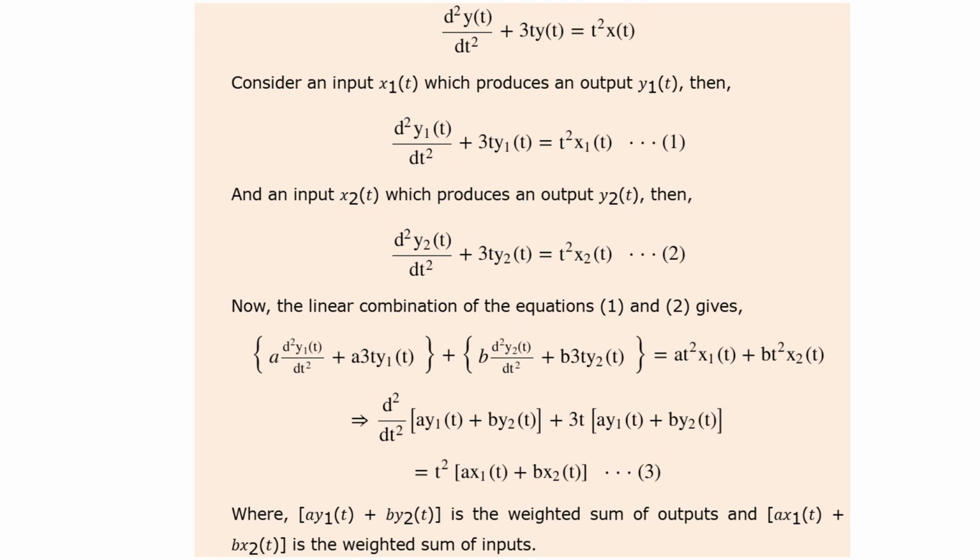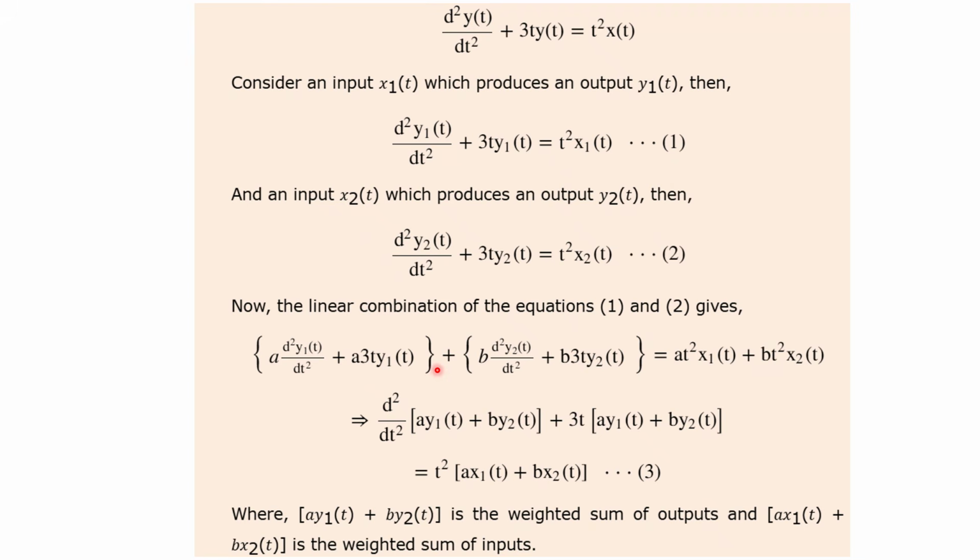So we'll see the examples here. Suppose your function is d²y(t)/dt² + 3t y(t) = t² x(t), right? So here consider an input x1(t) which produces an output y1(t). Instead of y(t) you can write y1(t) and write the equation, and similarly replace again x2(t) with x(t) and write the same equations.